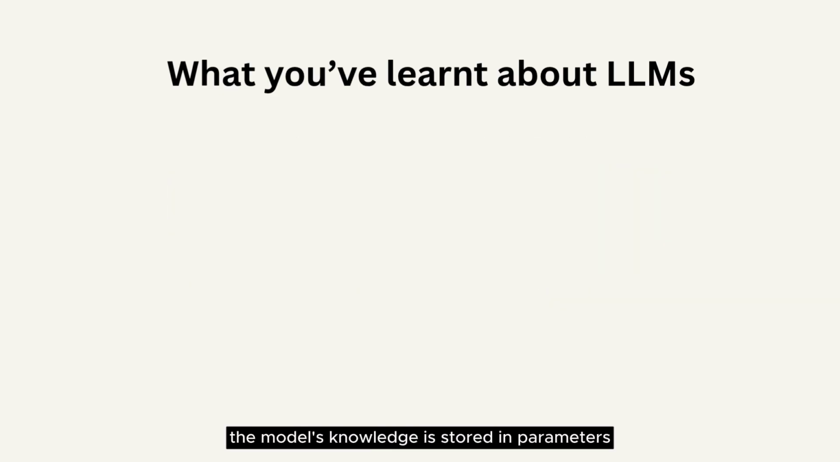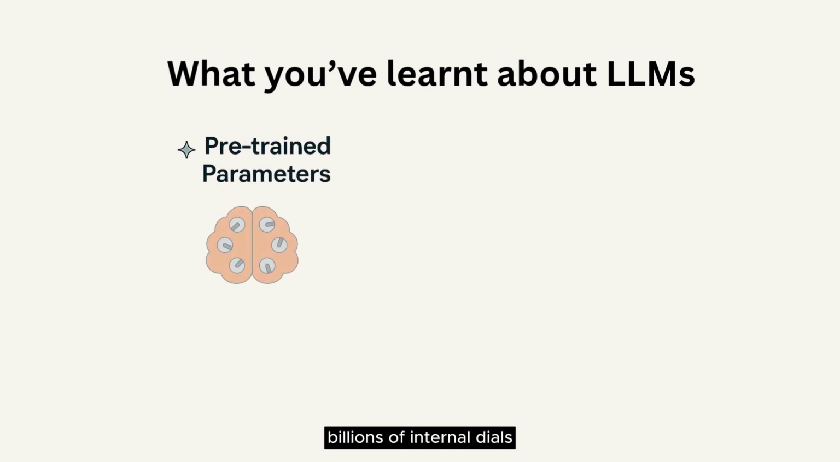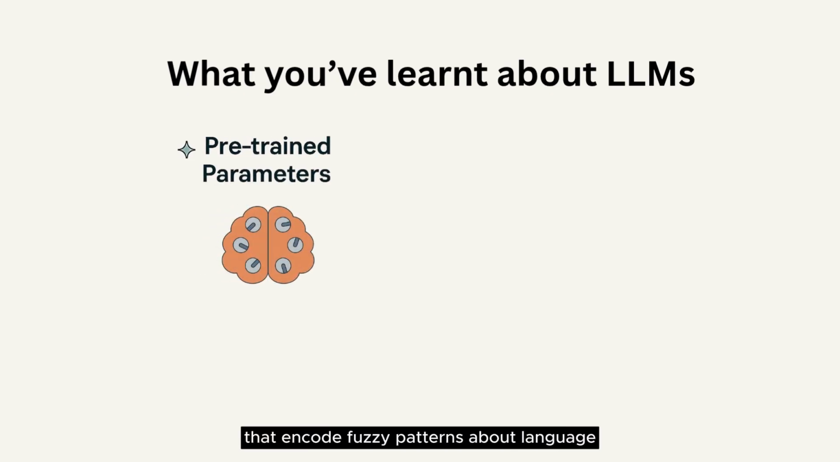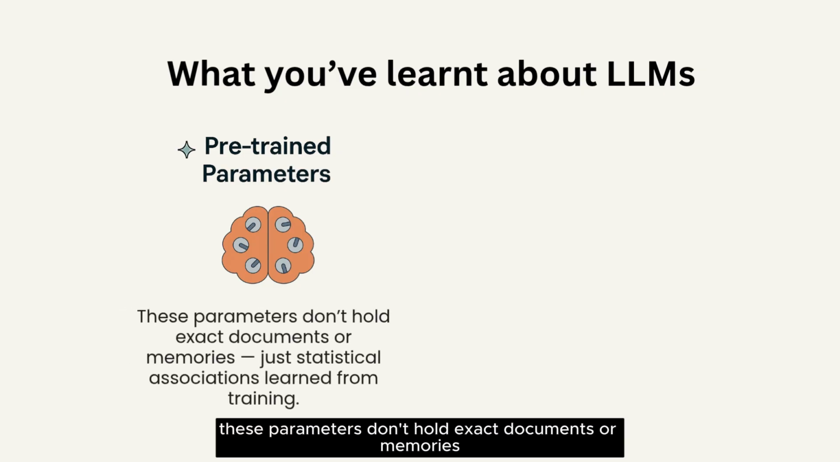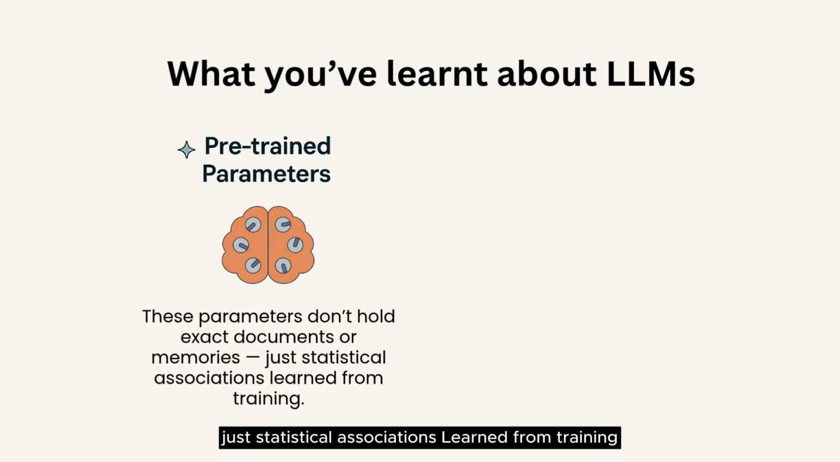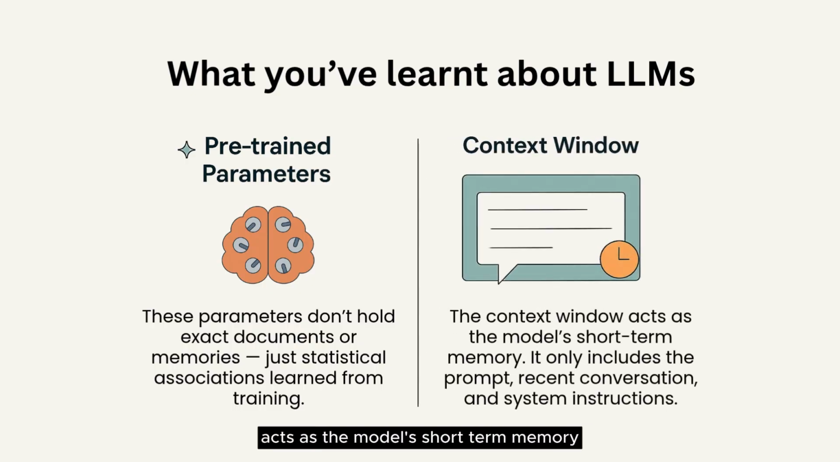The model's knowledge is stored in parameters, billions of internal dials that encode fuzzy patterns about language, facts, and structure. These parameters don't hold exact documents or memories, just statistical associations learned from training. The context window acts as the model's short-term memory. It only includes the prompt, recent conversation, and system instructions. And once older content falls outside that window, the model loses access to it completely.